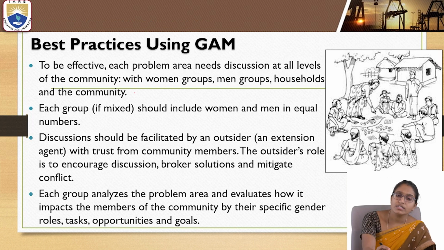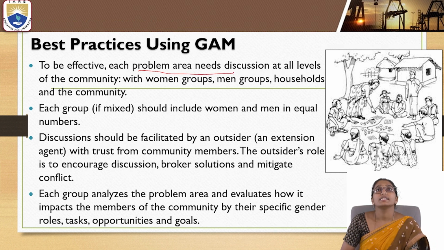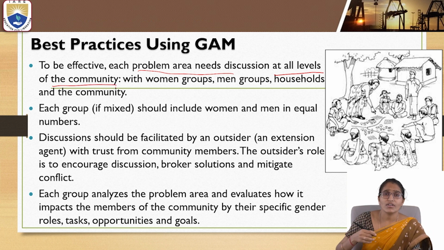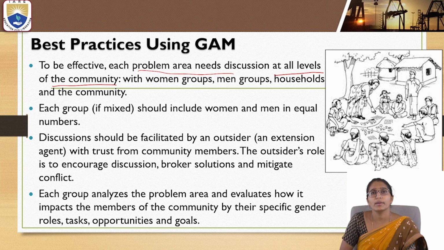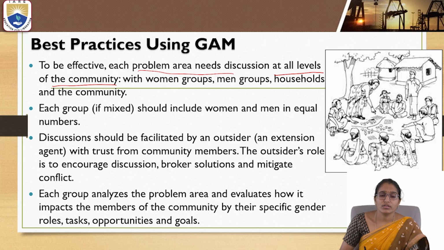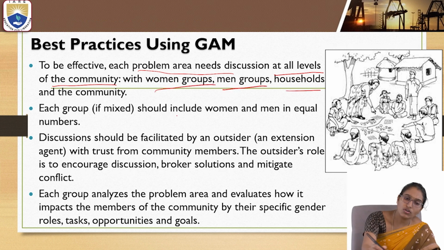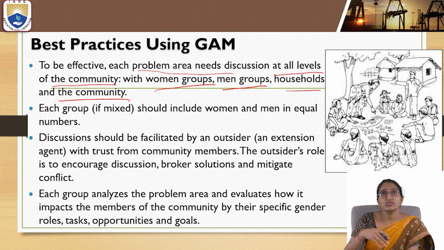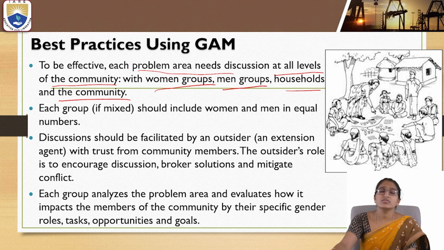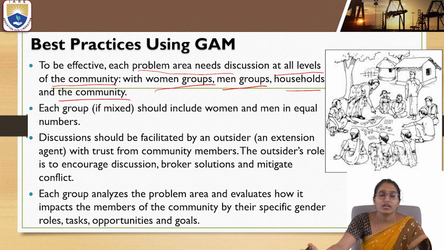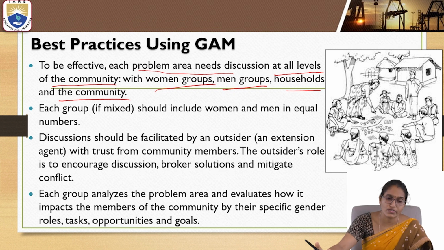So, to be effective, each problem area needs a discussion, first of all, at all levels of the community. First, they have to discuss. Unless someone comes out saying that this is the problem I'm facing, only then can we know the pros and cons of that particular place or group of people. So we should discuss with the women groups, as well as the men groups, households and the community. So as a total community, what is the problem, and with respect to households, what is the problem, and simply how men are feeling, how women are feeling, what is the condition about any specific situation.